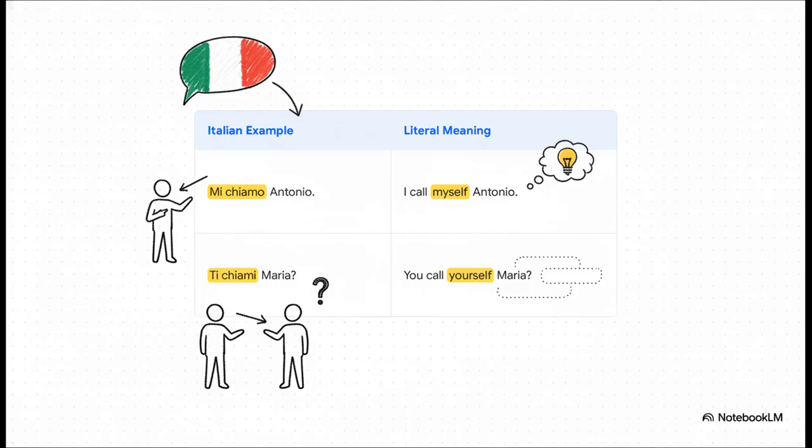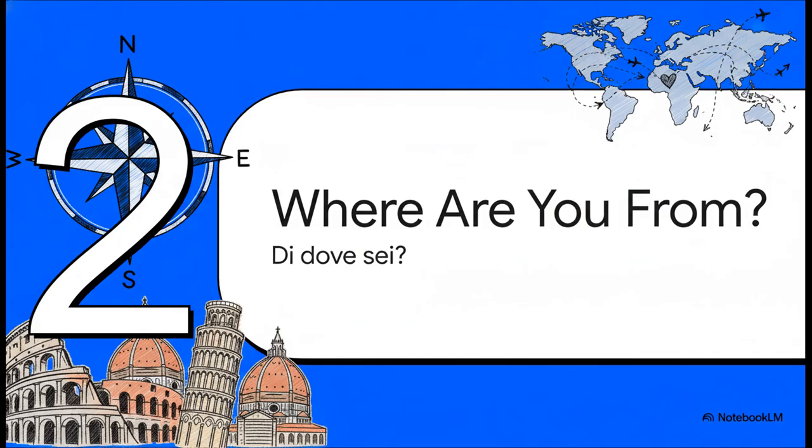To say your name, you'd say, mi chiamo, Antonio. See that little mi? That's the myself part. And when you ask someone else, you say, ti chiami, Maria, where ti means yourself. Simple, right? You call yourself something, they call themselves something. That's the logic. Awesome, you've got the names down, so what's next? Well, the next natural question is always, where are you from? Let's build on what we've learned.